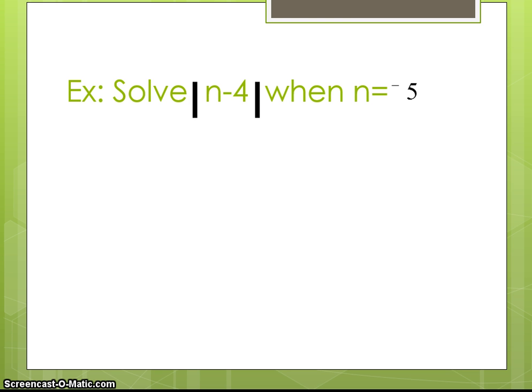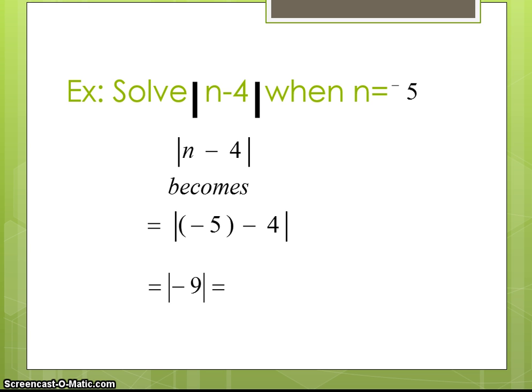Here's another one. This time we're going to put -5 in again, but we're going to have a little different result. -5 minus 4, they're both the same, so it becomes -9. But I have to take it out of the absolute value bracket, so it becomes just plain old 9. So it's 9 spaces from 0. You got it.